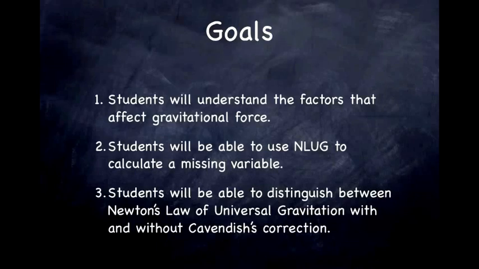So if you double this, what happens to that? If you triple this, what happens to that? You should also be able to calculate mathematically for a missing variable using Newton's law of universal gravitation. And finally, you should be able to distinguish between Newton's law of universal gravitation as written and with Cavendish's correction.